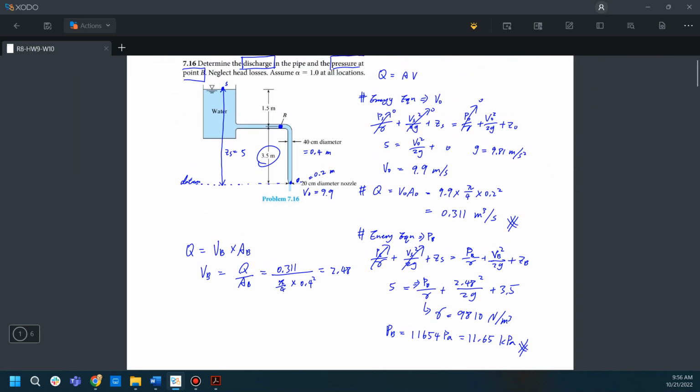Okay, so that's it. You apply this energy equation twice for different point combinations, then you can solve the answer for this problem. So now let's go to the next problem.